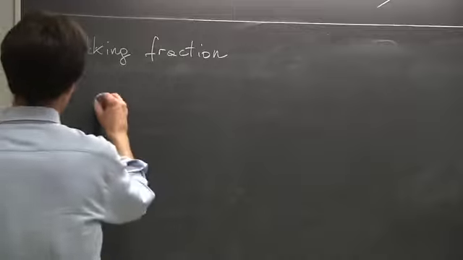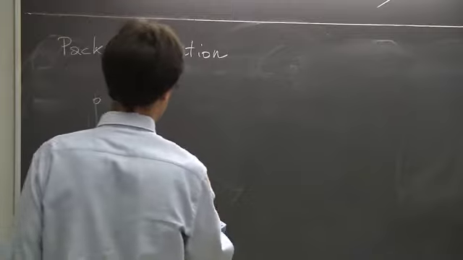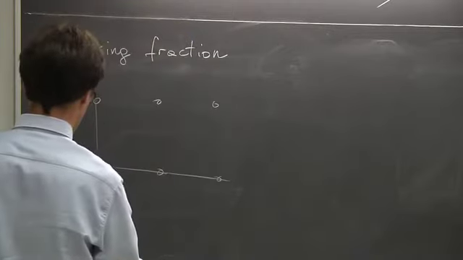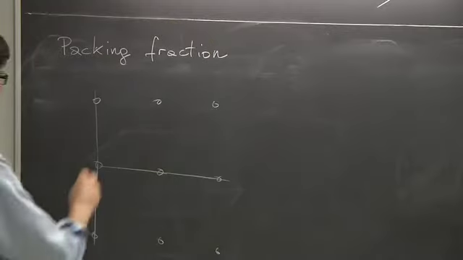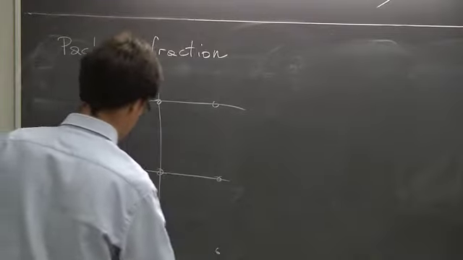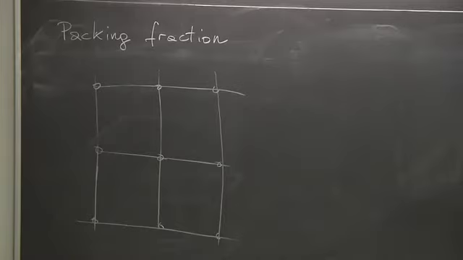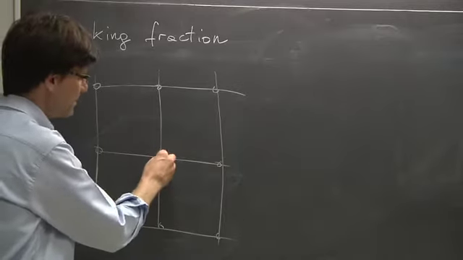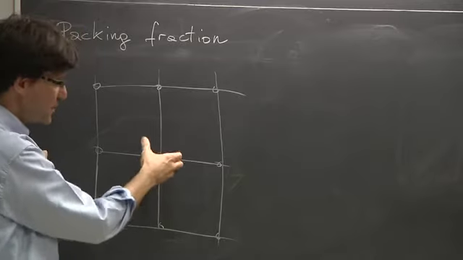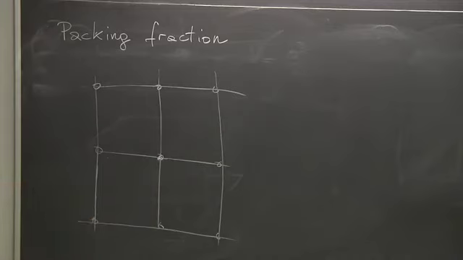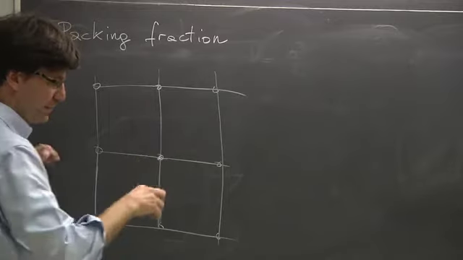The packing fraction, let me just start with an example. Suppose I start again from my usual square lattice. Now, the packing fraction is defined as follows. Let me replace each point with a circle. So let me assume that I'm filling this space with real objects, balls or circles or something, in such a way that their surfaces touch.